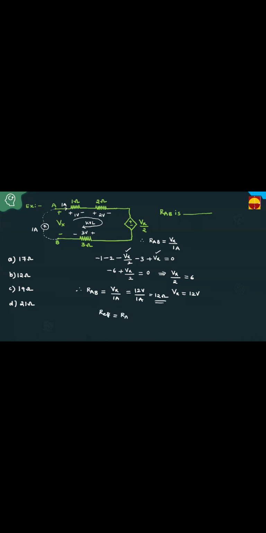That is equal to RAB. This is equal to 12 ohms. That is the final answer. The effective resistance RAB is equal to 12 ohms. Which option is correct? Option B is the right answer. Like this, you have to proceed.